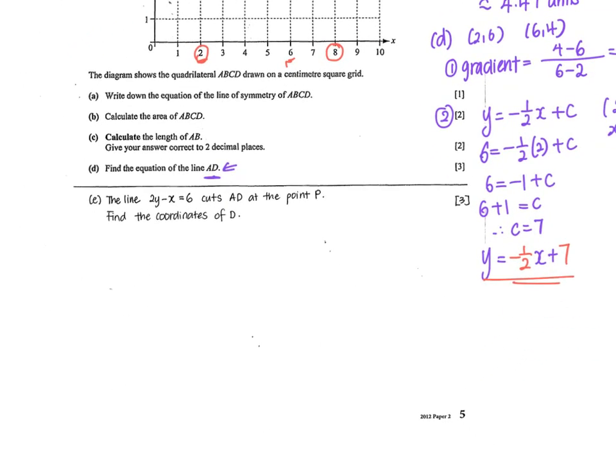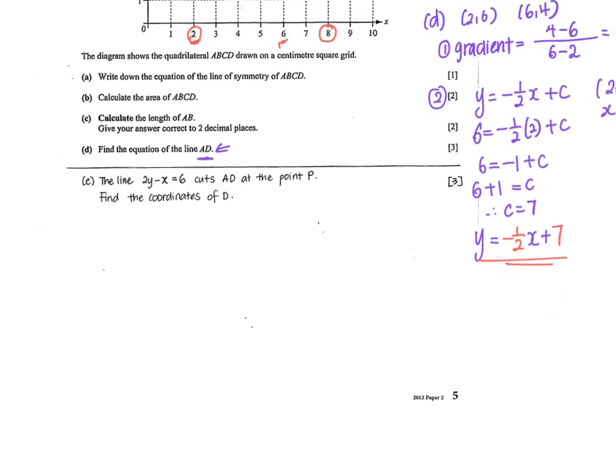Next part of the question says the line 2y minus x equals to 6 cuts the line AD at the point P. Now, what is the meaning of a point P? A point has how many coordinates? How many numbers? A point has an x and a y number, isn't it? So in this case, there are two unknowns. If I have two unknowns, how many equations will I need? I will need two equations.